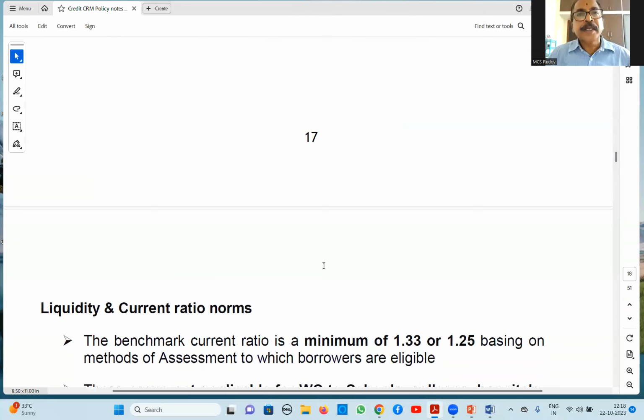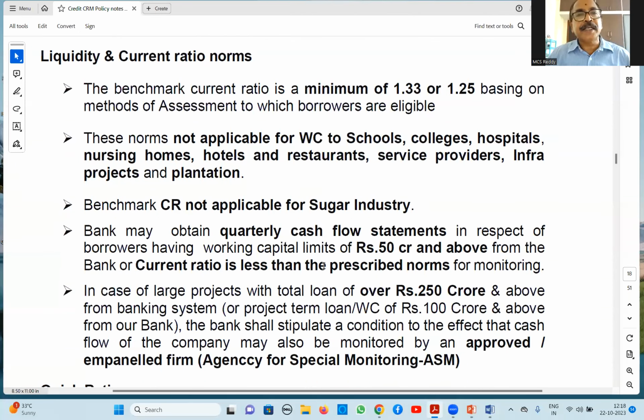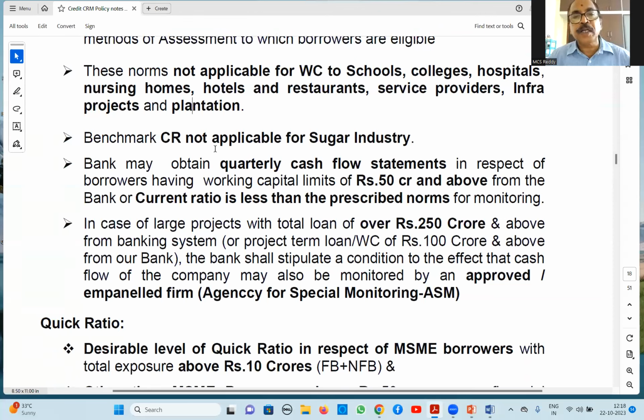Right. Next one, liquidity and current ratio norms. Current ratio norms we have already discussed. For the turnover method or Nayak Committee recommendations, it is 1.25. For MPBF or cash budget method, 1.33 is the current ratio required. And these current ratio norms are not applicable for schools, colleges, hospitals, nursing homes, hotels, restaurants, service providers, infra projects, and plantation. These norms 1.33 or 1.25 are not applicable. Benchmark current ratio is also not applicable for the sugar industry.